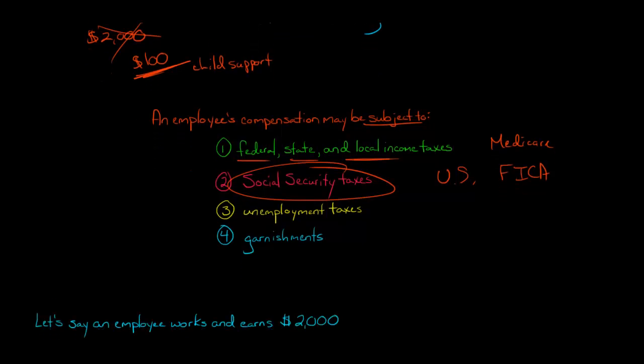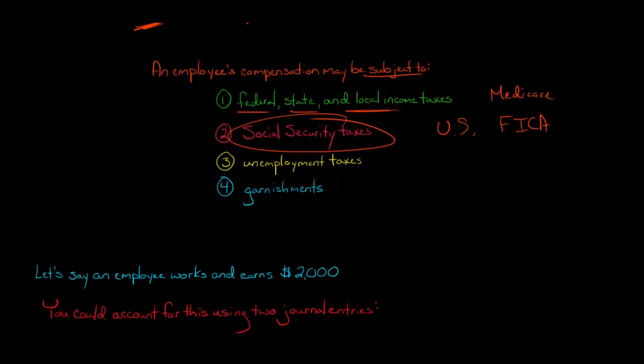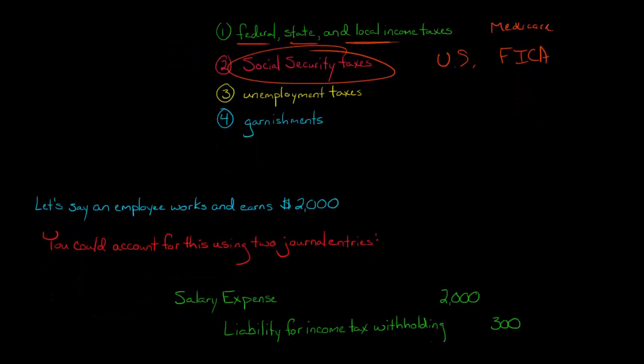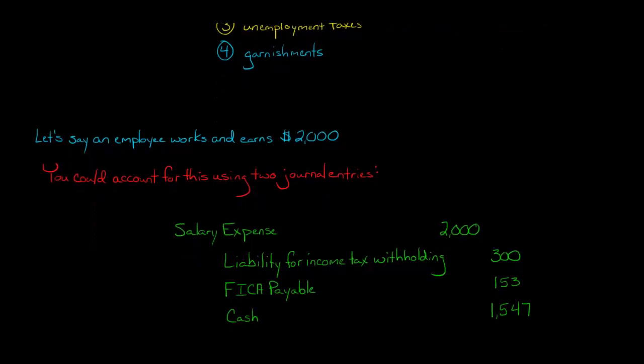So let's get into the journal entries. Let's say that we have an employee who does work and they earn $2,000, and typically companies could have two different journal entries. This is all part of one way of accounting for it. I'm not saying it's two separate ways. I'm just going to break it up into two journal entries. But this is all part of accounting for the same employee that made this $2,000. First of all, the company's going to debit salary expense for $2,000, or if it's not a salary, they debit wages expense. But then there might be some income tax withholding.